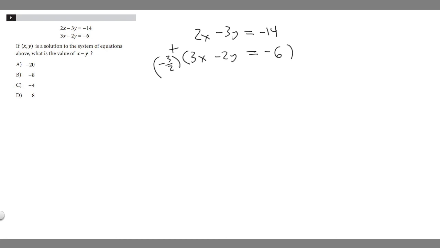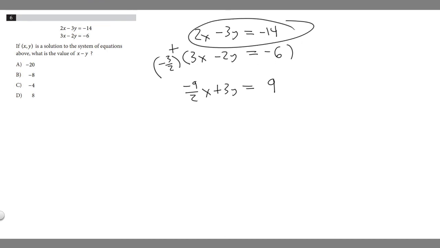So let's go ahead and do that. Minus 3 over 2 times 3x: minus 3 times 3 is going to be minus 9, and then over 2 times x. Minus 3 over 2 times minus 2 is going to be equal to 3, so plus 3y, equals minus 3 over 2 times minus 6. Minus 3 times minus 6 is going to be 18, and then we're dividing by 2, which equals 9. So all we did was multiply by minus 3 over 2, and we get this equation.